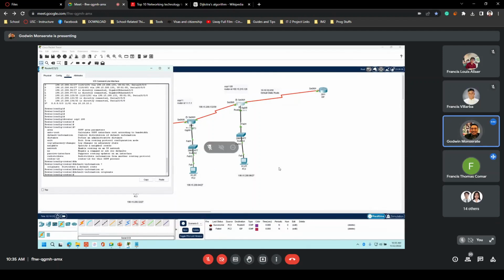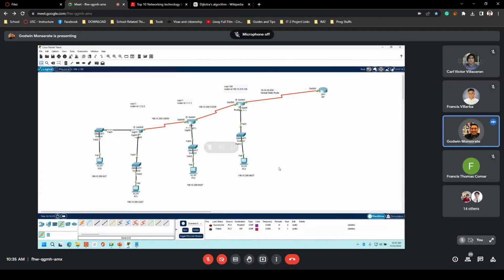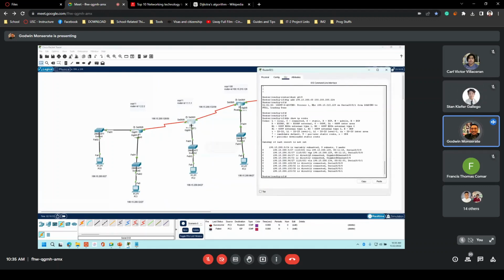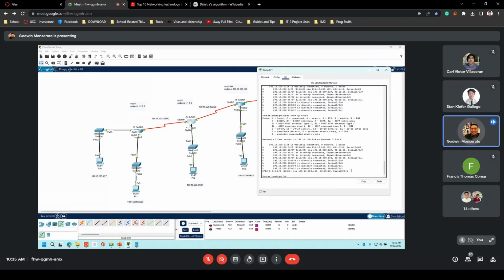Yes, sir. Nakuha na? Okay, so how do we know if it's there? Aside from pinging, if you look at this one, there is no default static route. Then if you do show IP route, it shows like this. It is marked O, OSPF, with the default static as E2.